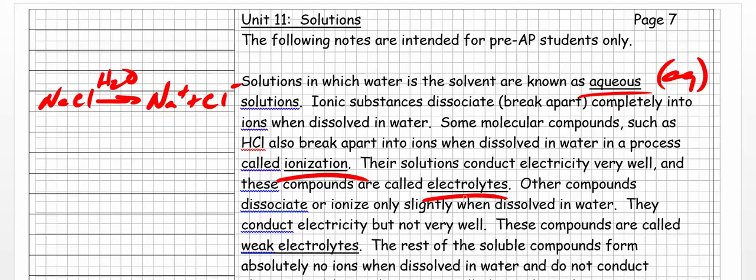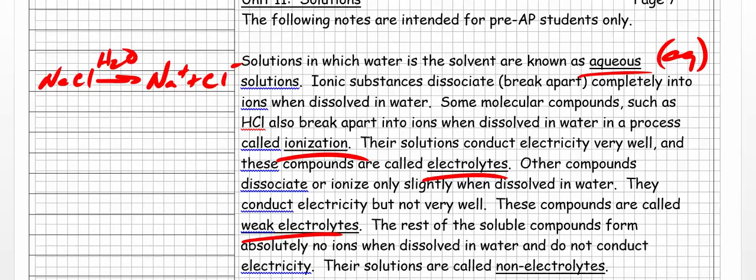Other compounds dissociate or ionize only slightly when dissolved in water. They conduct electricity, but not very well. And these compounds are called weak electrolytes. Weak electrolytes.